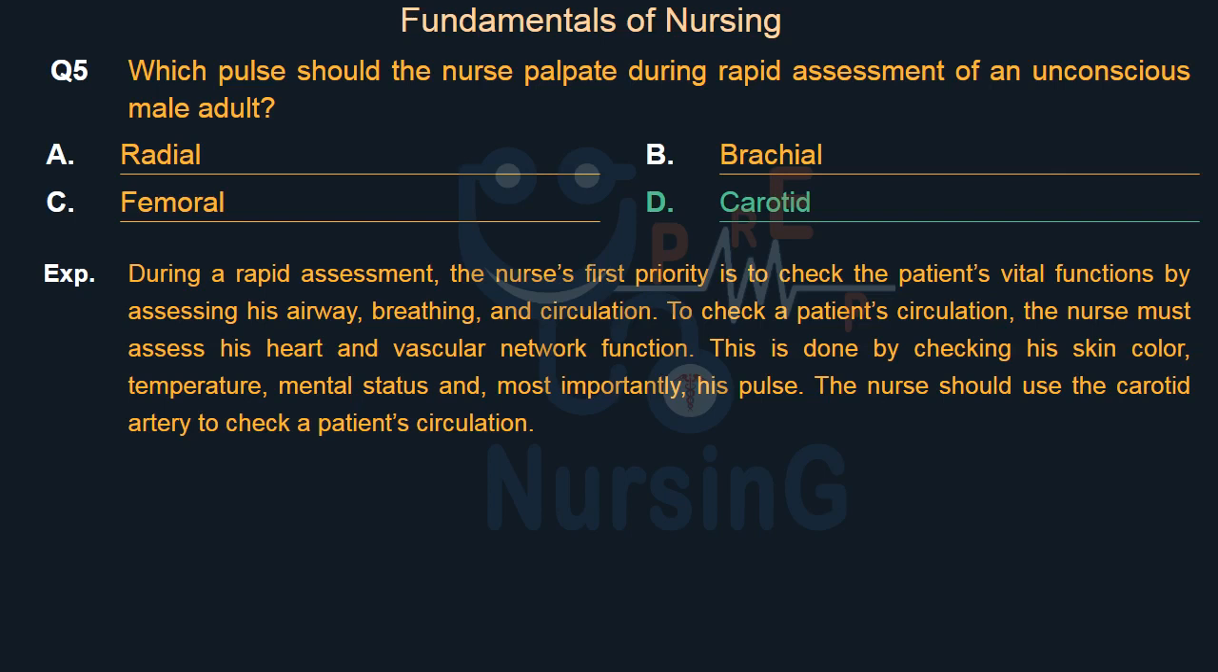To check a patient's circulation, the nurse must assess his heart and vascular network function. This is done by checking his skin color, temperature, mental status and, most importantly, his pulse. The nurse should use the carotid artery to check a patient's circulation.